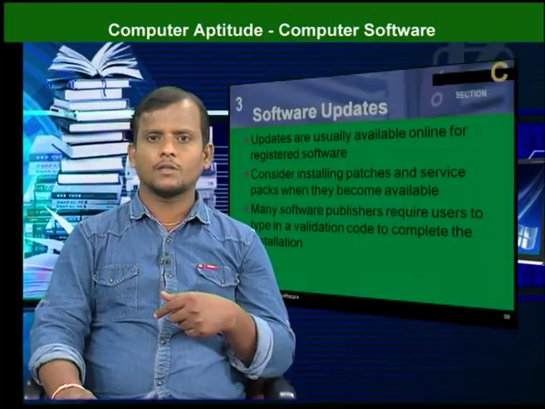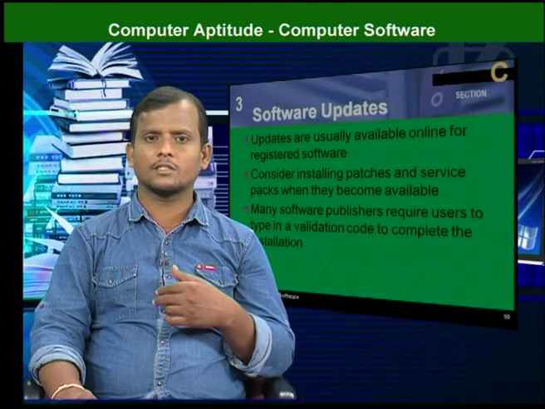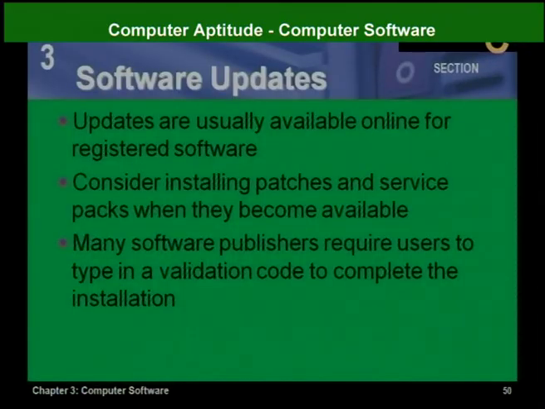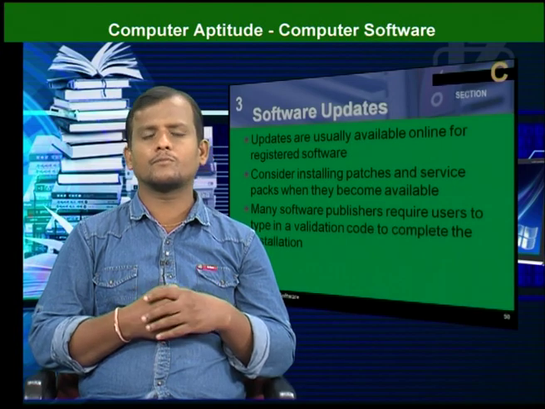Software patches are part of a software you currently have installed. Whatever software you install, you may get some updates for it. Updates are usually available online for registered software. Consider installing patches and service packs when they become available. Many software publishers require users to type a validation code to complete the installation. So where do we get these updates?